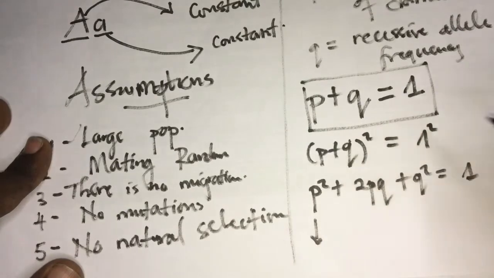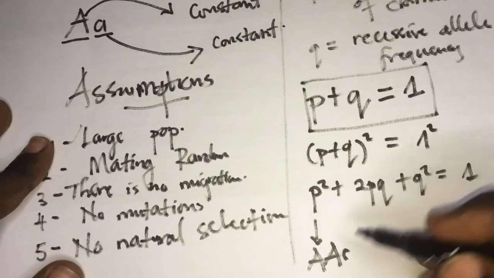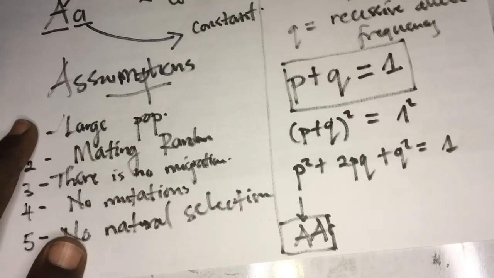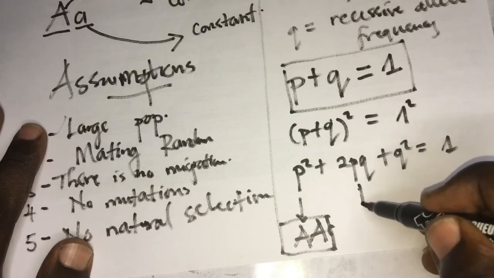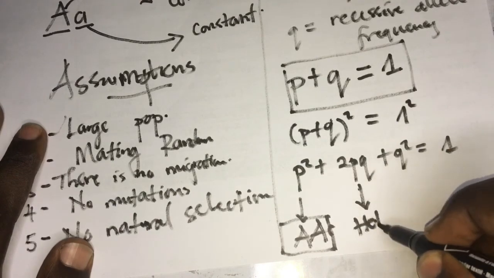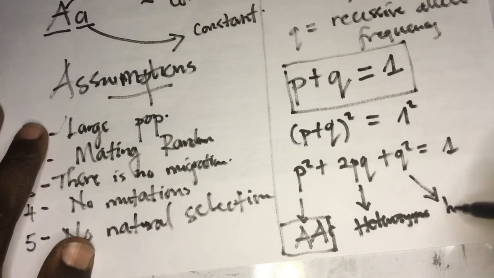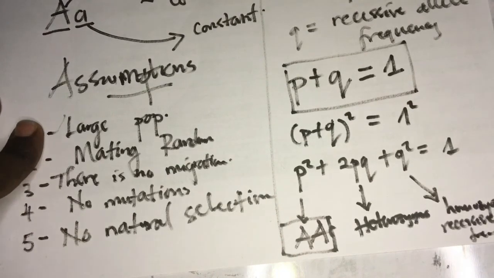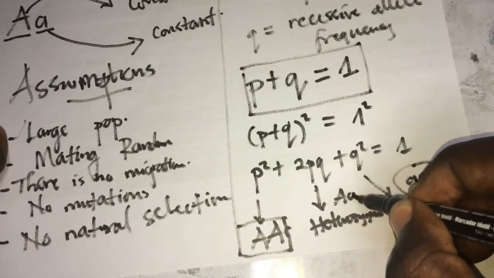So P squared is the dominant homozygous genotype frequency. For example, still in the case of albinism, we have capital A, the dominant allele, which combine together to form the homozygous dominant genotype. Now 2pq represents the heterozygous, or carriers, genotype frequency, while Q squared represents the homozygous recessive genotype frequency. For example, in the population you can have small a small a, which is homozygous recessive, and you can have capital A small a.